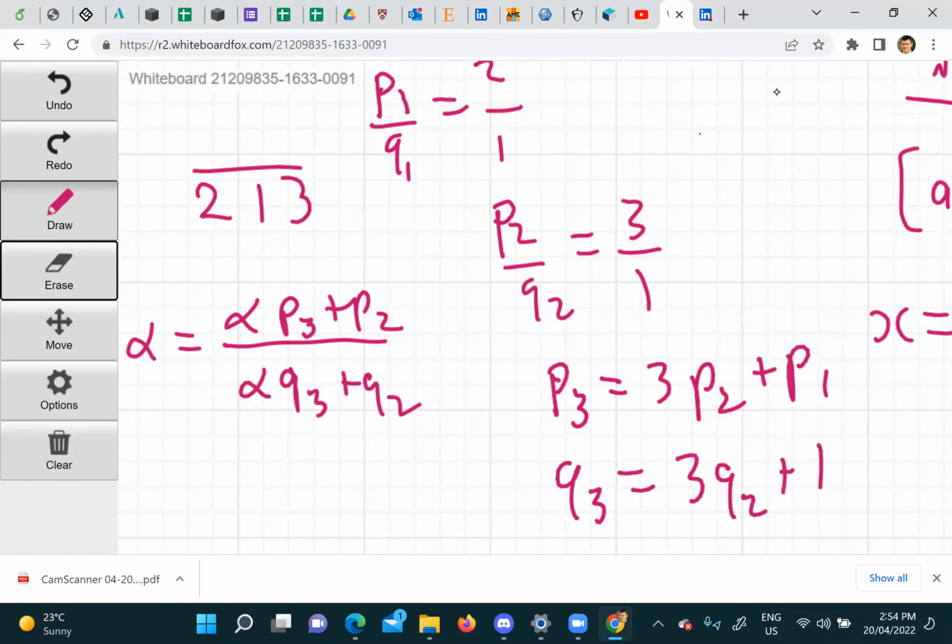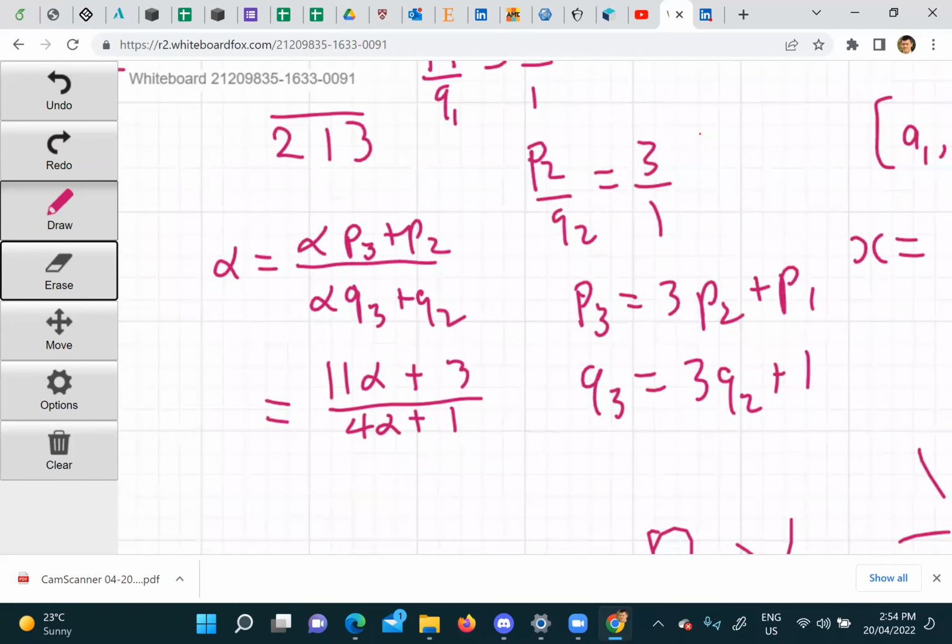Wow. Yes. 11 on 4. So this is 11 alpha, 4 alpha plus 1 plus 3, yeah? That's what they claimed. That's beta. They wrote beta this time.